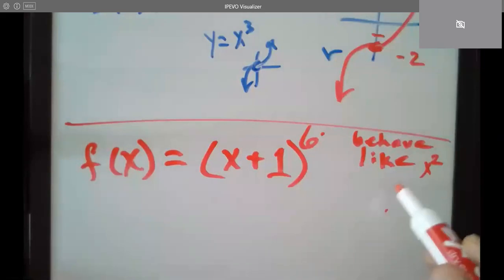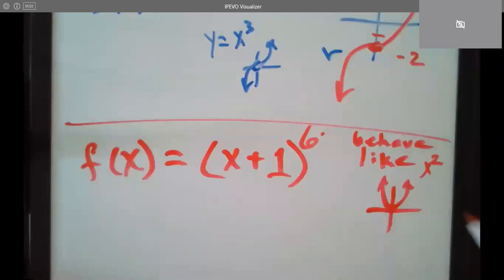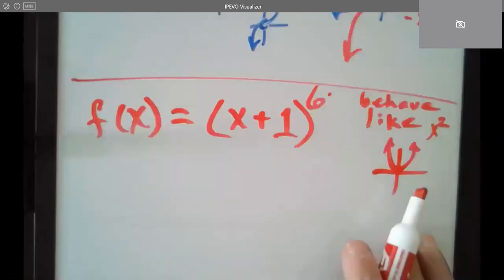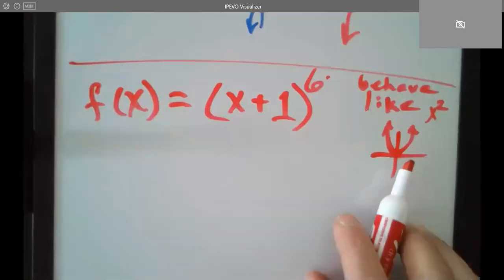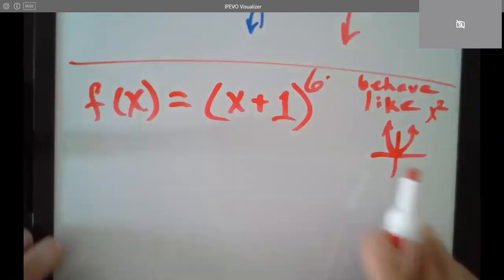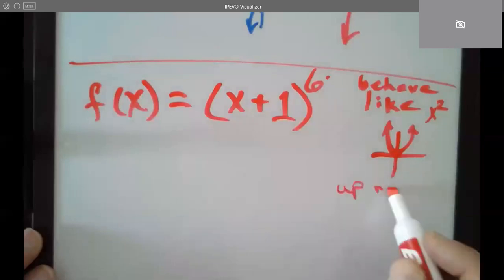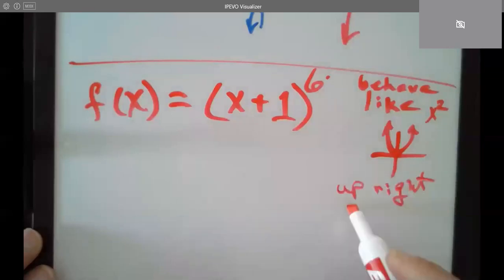So it's x squared. That's what we call the parent graph, right? For x squared. So it's going to look like this. So that means the end behavior is going to be up, right, and up, left.